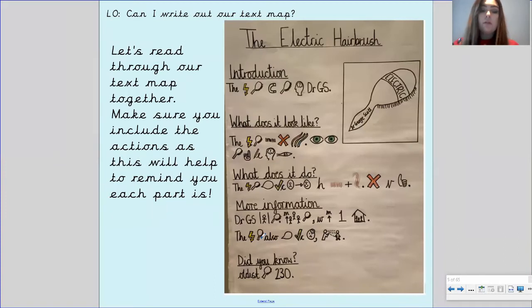Okay, so what we're going to do now is read through our text map together, and I want you to do it with me and include the actions, because this will help remind you what you need to write. I'm going to put in our text map video now, so please make sure you watch it and that you are doing the actions alongside it.